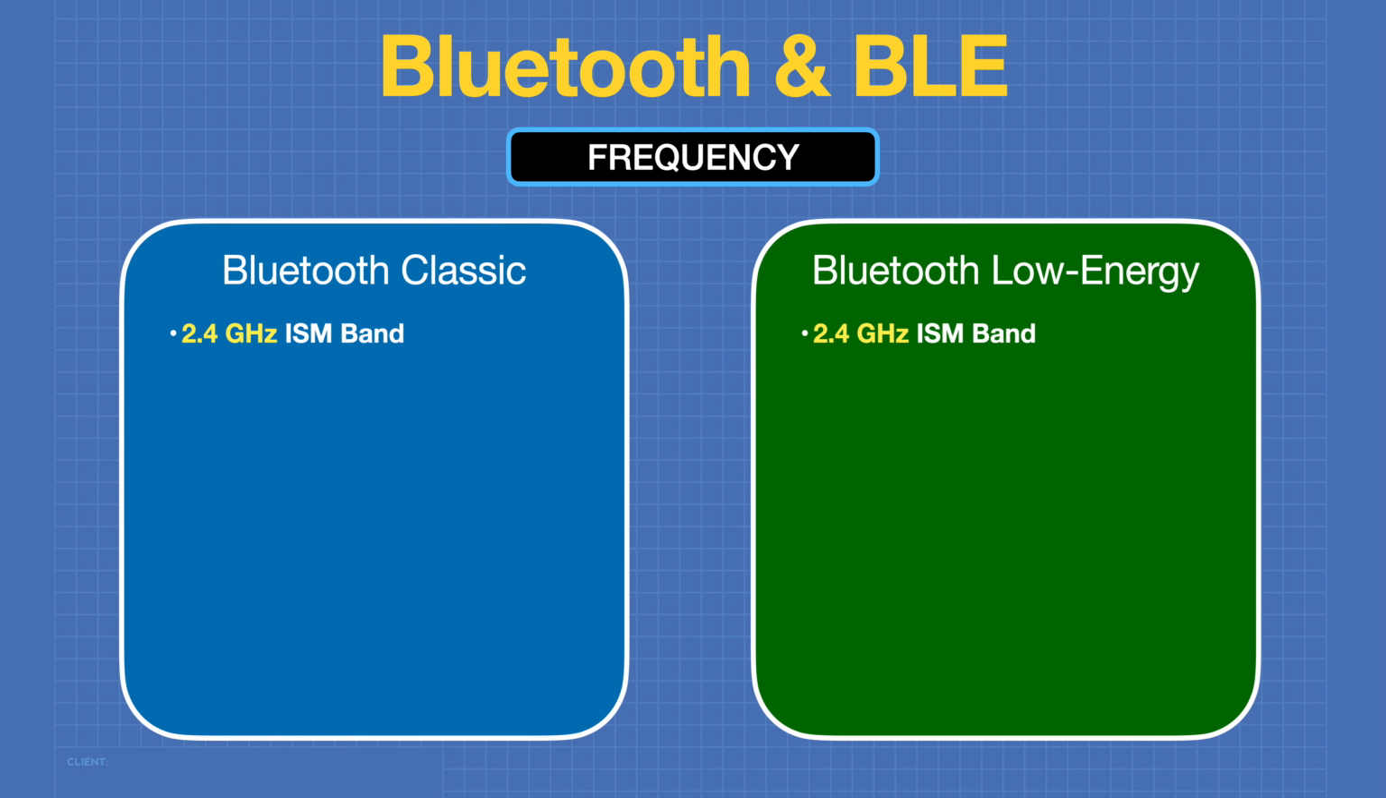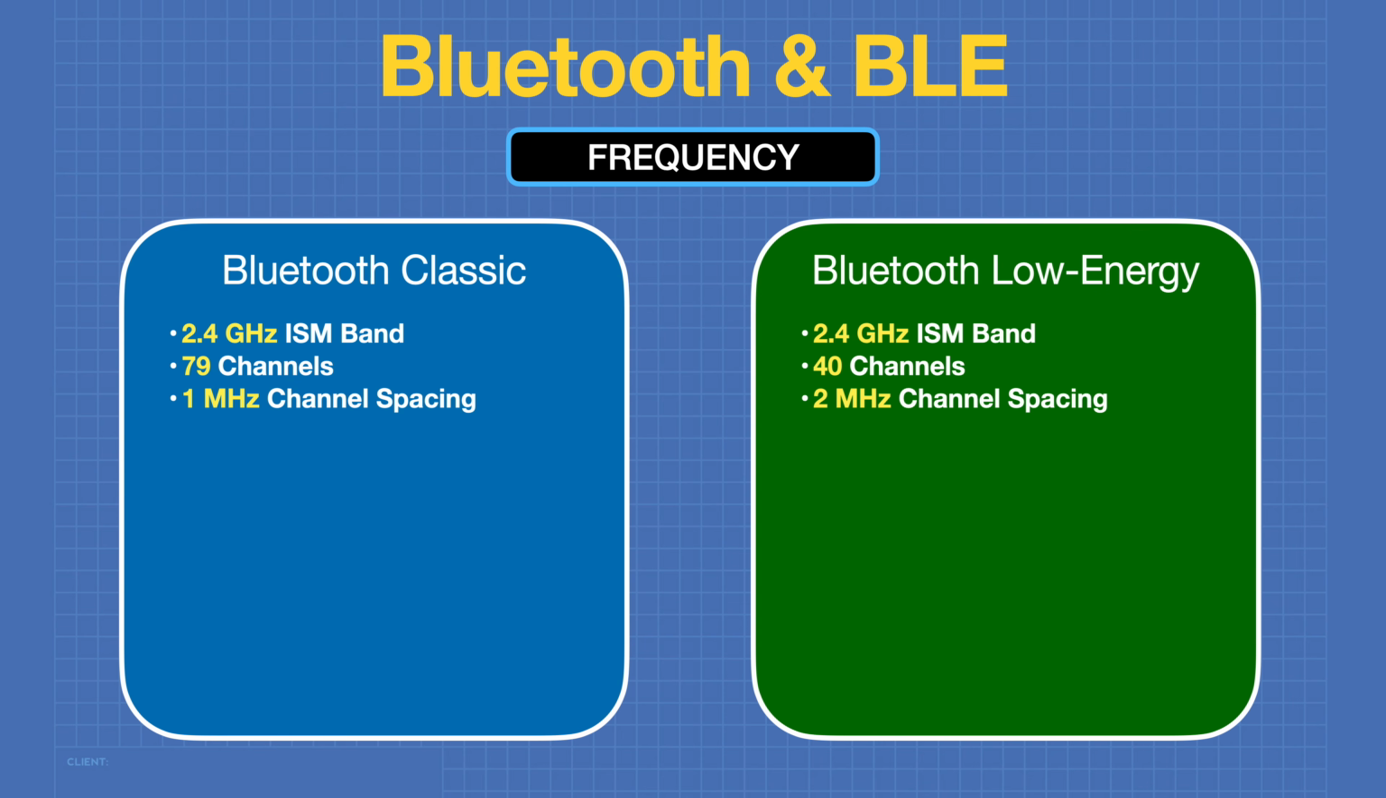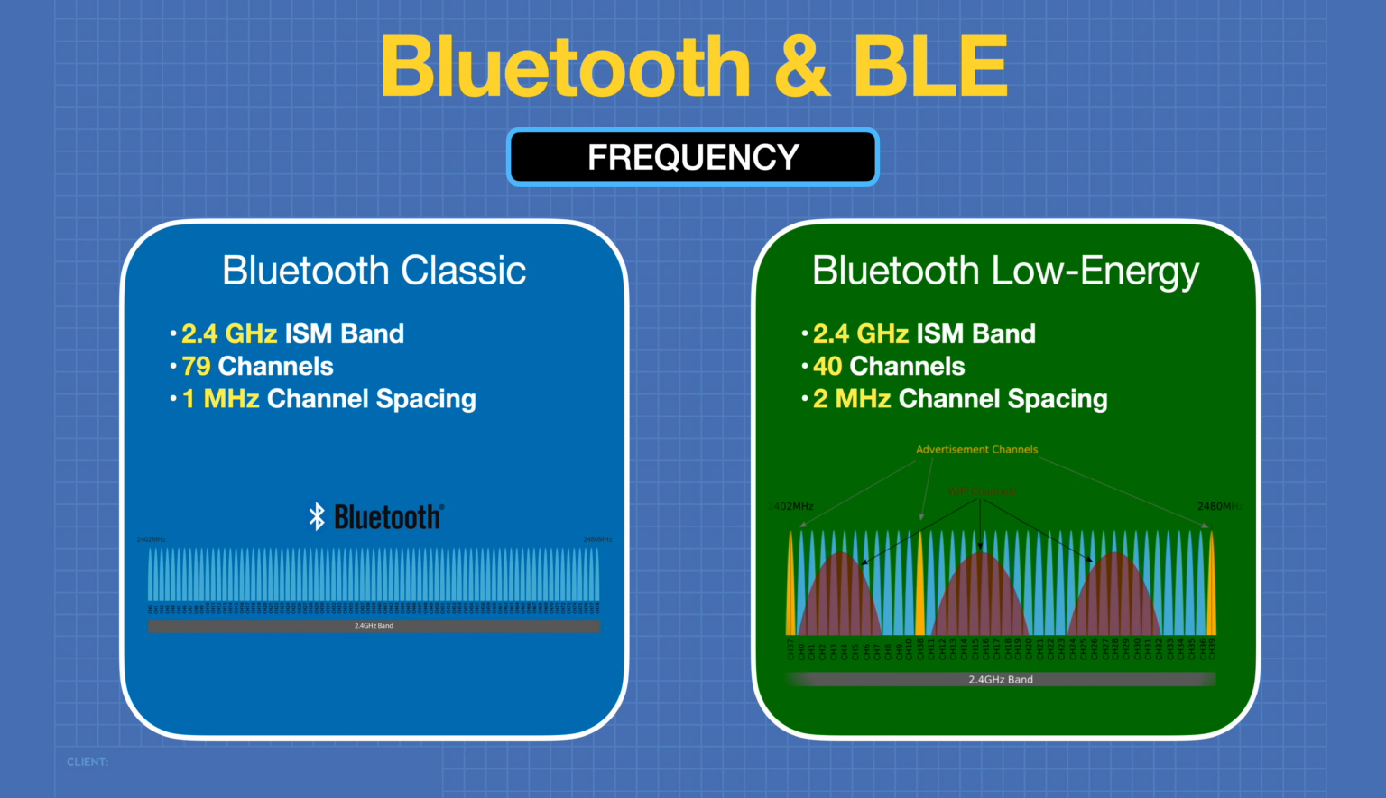Bluetooth Low Energy also operates on the 2.4 GHz ISM band. In Bluetooth Classic, the band is divided into 79 channels. In Bluetooth Low Energy, it's divided into 40 channels. Bluetooth Classic has a 1 MHz spacing between channels, whereas Bluetooth Low Energy has a 2 MHz channel spacing.